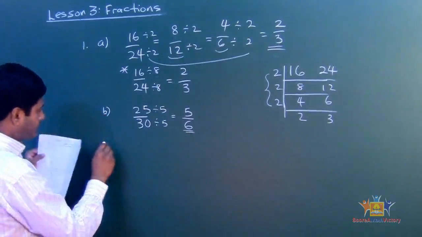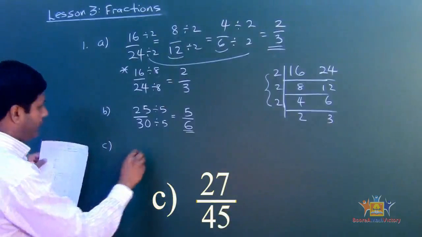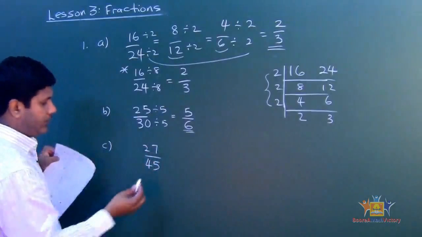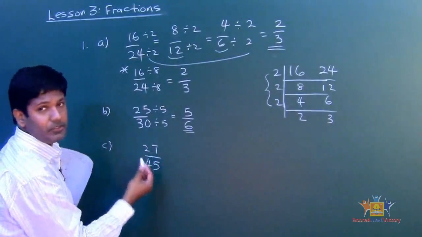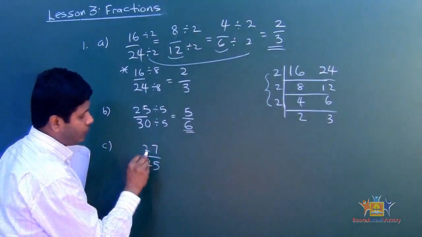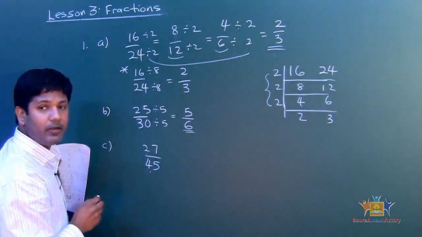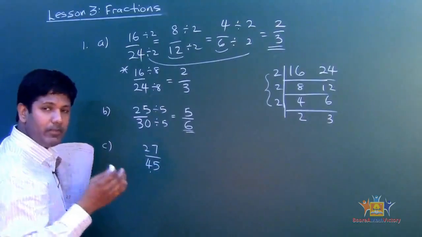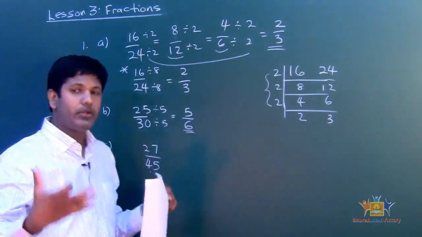Okay, good. Let's look at C. C gave you 27 over 45. Now look at it. This one ends in 5, but this one ends in 7, so you know 5 cannot do it. But from our timetable, what can 27 and 45 be divided by? See how the timetable comes into play? That's why I want to make sure that you know your timetable.